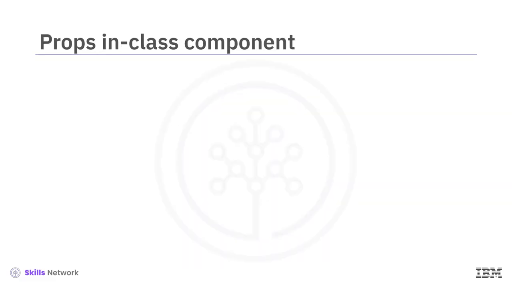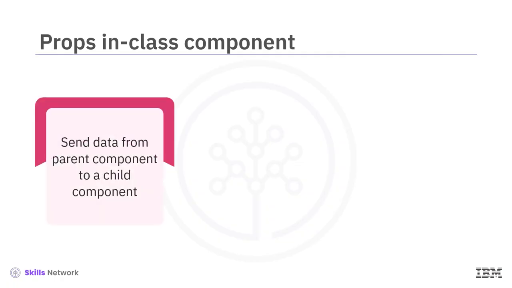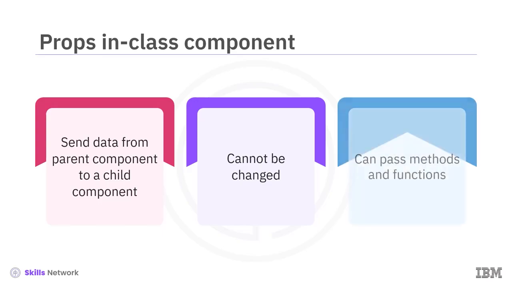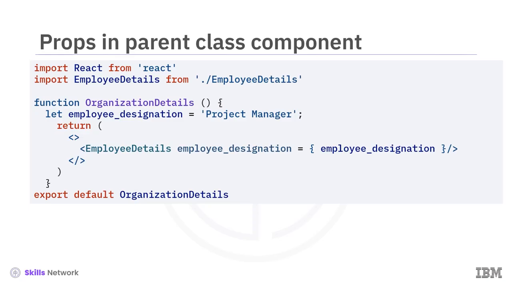In React, props, or properties, send data from parent to child components. The child component receives the data from the parent component and can use it. The props thus received by the child component are read-only and unchangeable. They can also pass methods or functions from parent to child components. Let's look at a code example.